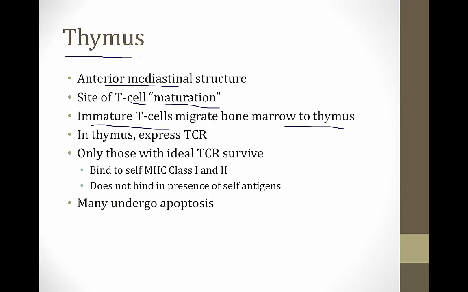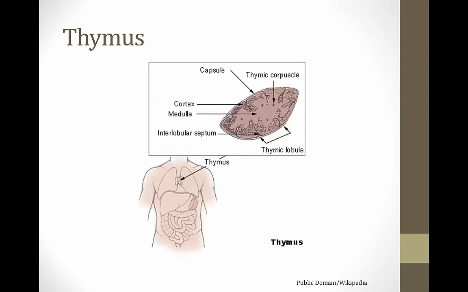Once they get to the thymus, they express the T cell receptor, and only those T cells with an ideal T cell receptor will survive. To be an ideal T cell receptor, you have to be able to bind to MHC class 1 and class 2, but you have to not bind in the presence of self-antigen. And most T cells that come to the thymus will undergo apoptosis because they don't have the ideal T cell receptor. This is a picture of the thymus and its location in the chest.